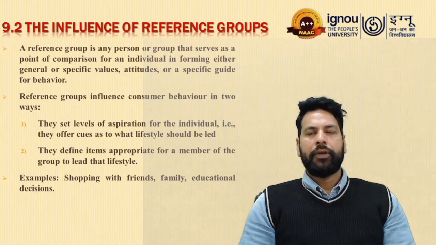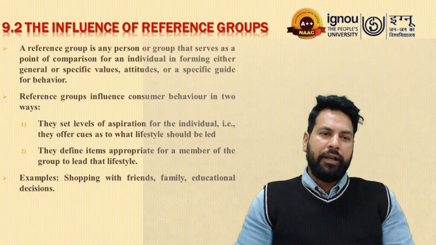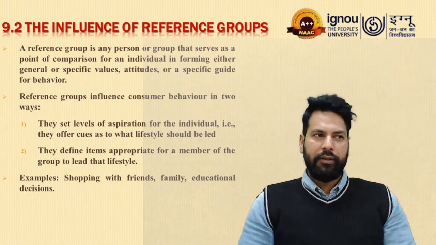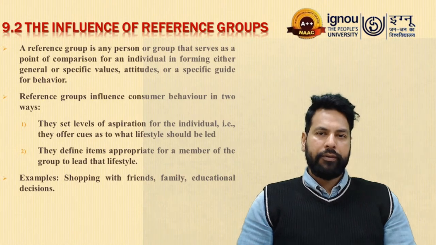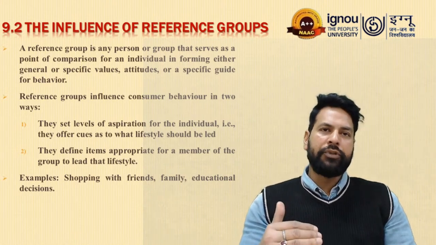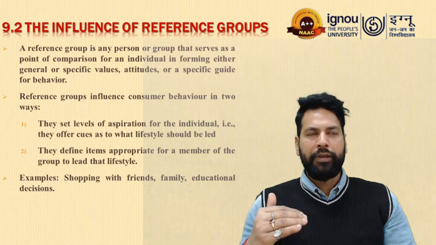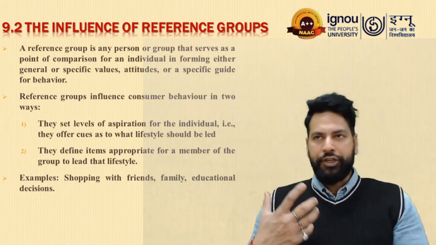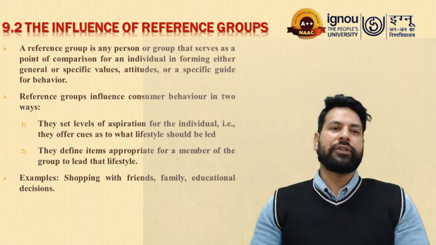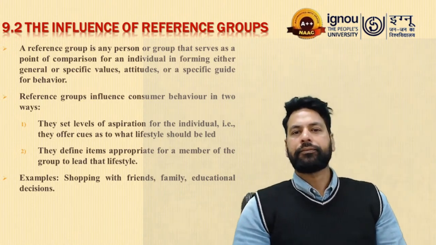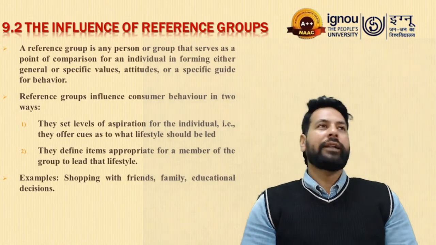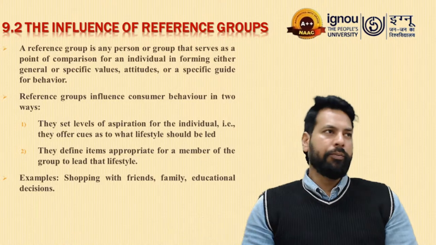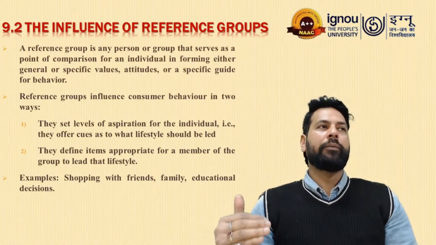If you're a cricketer, somebody will ask you, what do you want to be? Whom do you want to become, or who is your favorite? You say like Virat Kohli. And that Virat Kohli becomes a point of comparison. You want to become like him because you like his attitude, the personality, the belief system, the values. So that becomes the reference group. It is a person or a group which becomes a point of comparison.